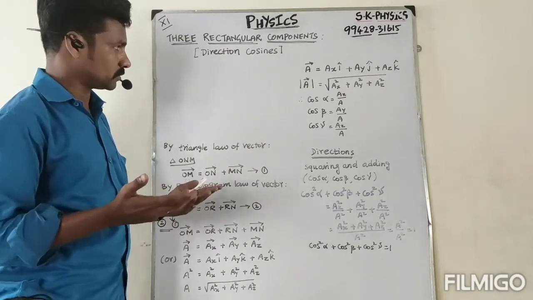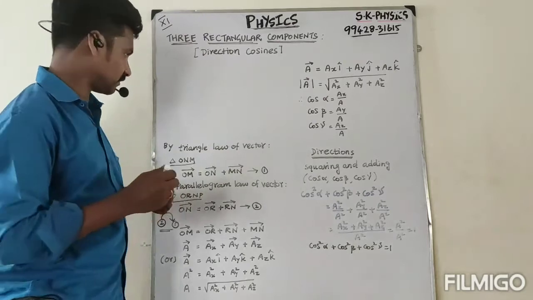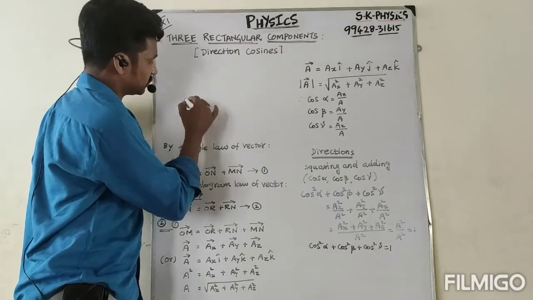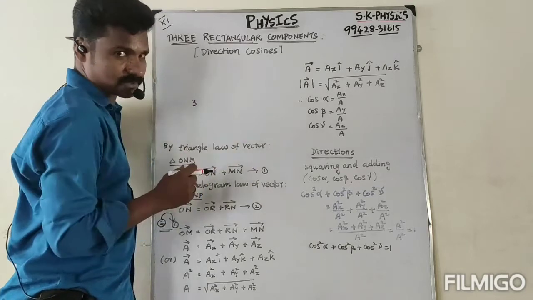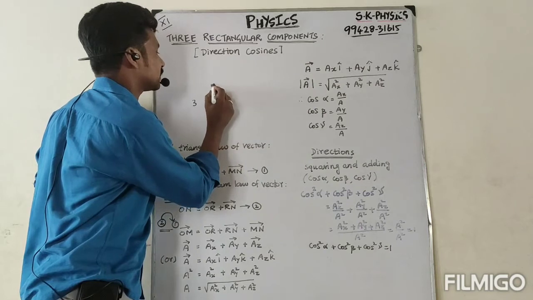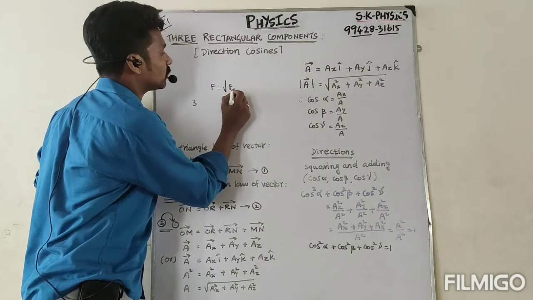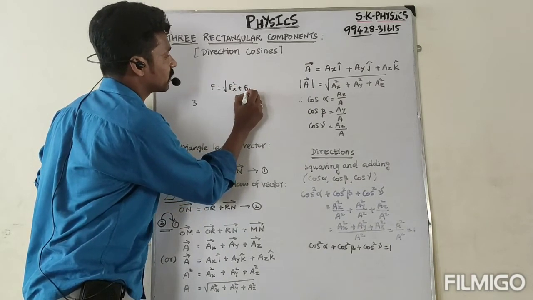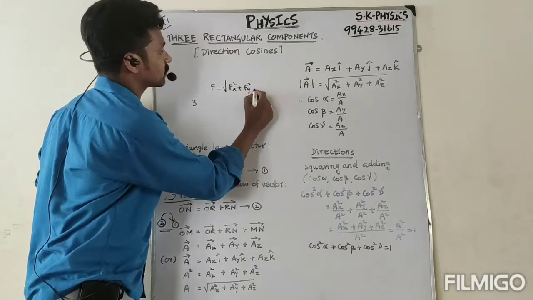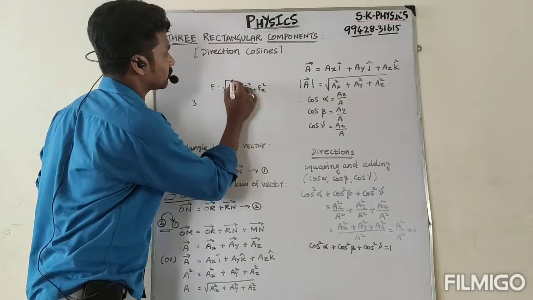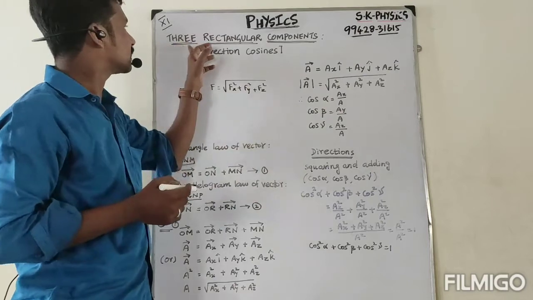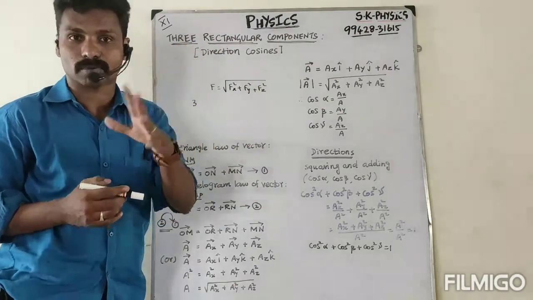So if you take F vector, we are going to find three components. In the previous question, two components. With two components we derived F is equal to the whole root of Fx square plus Fy square. Suppose three components, then additionally Fz square will come, that's all. Now in this topic we are going to discuss three rectangular components.